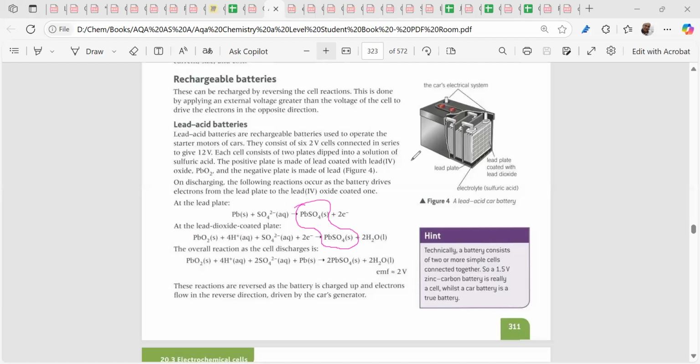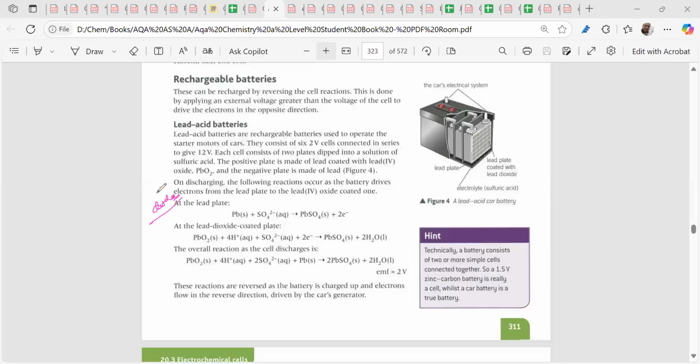Just give me a minute, guys. This is the discharging reaction, when the battery discharges and you use the headlights and the music. What's the charging reaction? It is just the opposite of it. Please write this down. The reaction is reversed when it's charged up. It's not given in your book, but questions come. This is the discharging reaction, underline it.